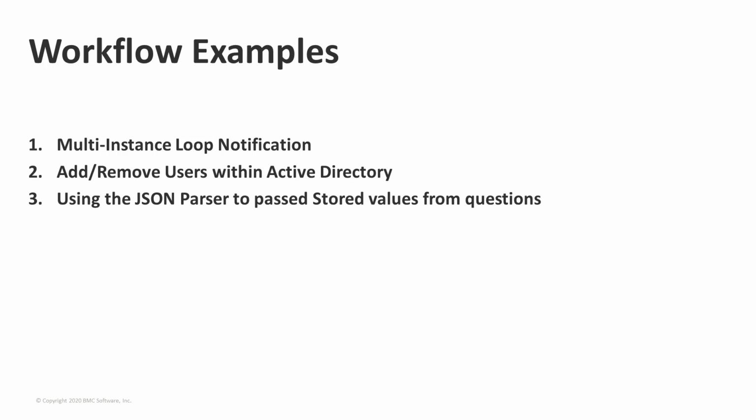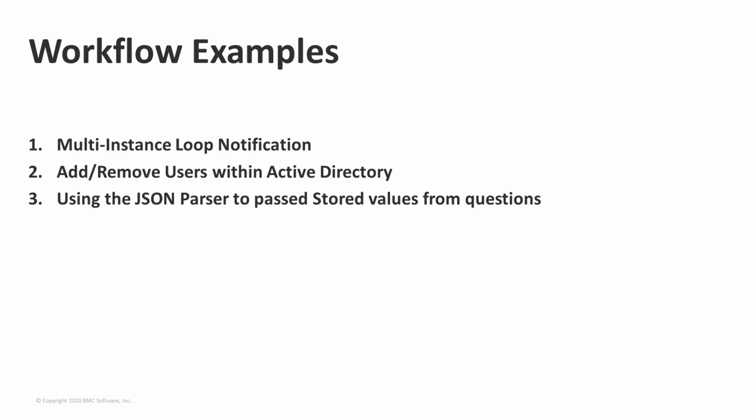All right, so now we're going to cover some workflow examples. We've got 3 here that we're going to cover. We're going to do a multi-instance loop notification. It's a small example. The key part of it is a multi-instance loop. This allows you to loop through results that come back and process each one of them individually.